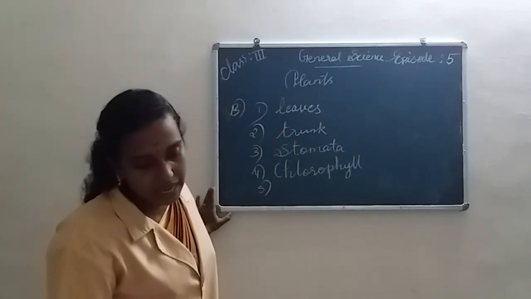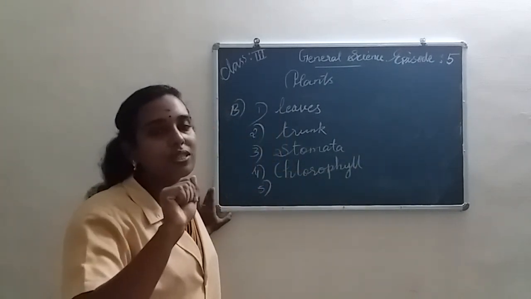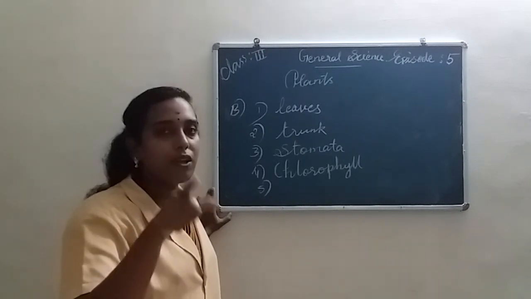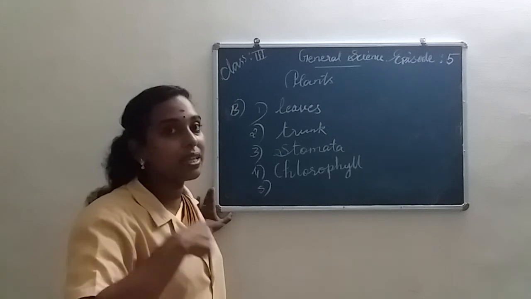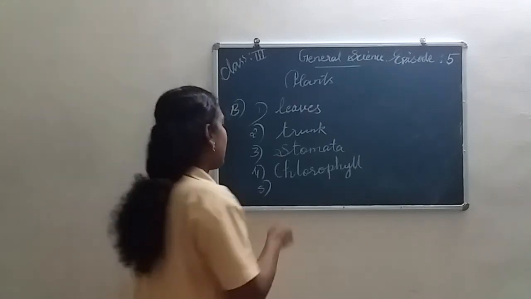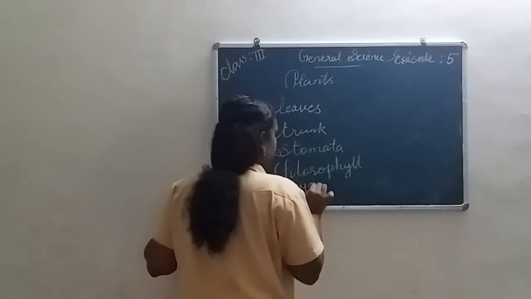Chlorophyll. And the fifth question, a gas given out at the end of photosynthesis. Which gas is given out at the end of photosynthesis? Oxygen. The plants take in carbon dioxide and give out oxygen. Okay. So the answer is oxygen.